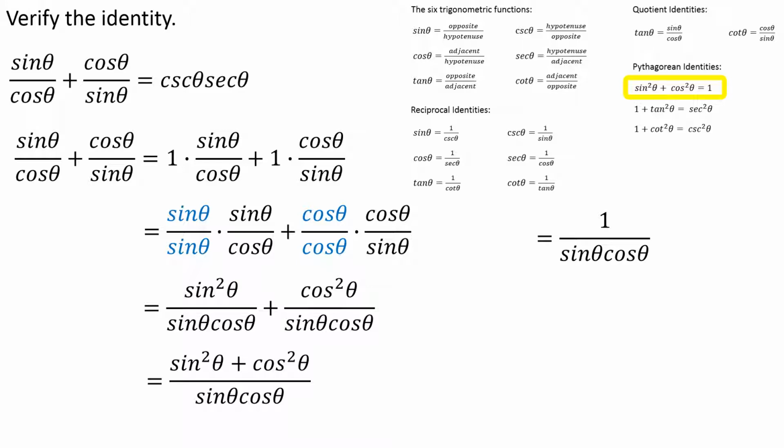To make this a little bit more clear what I'm looking at, sometimes it's helpful just to rewrite it this way. 1 over sine of theta times 1 over cosine theta. And of course, the reciprocal of sine of theta is cosecant theta. Reciprocal of cosine theta is secant theta. So there we have it.